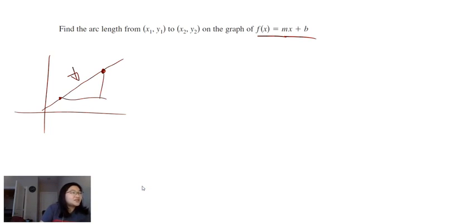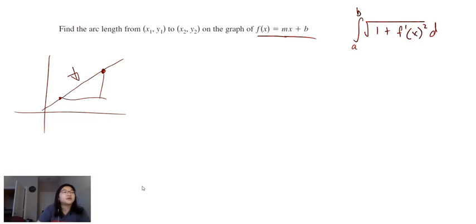So let's use calculus. What was our formula? We had our integral from a to b of the square root of 1 plus f prime of x squared dx. And we're doing this with respect to x because our function is in terms of x. We can also do it in terms of y, but that's more effort than necessary. So what's our interval? Well, a is x1 and b is x2.